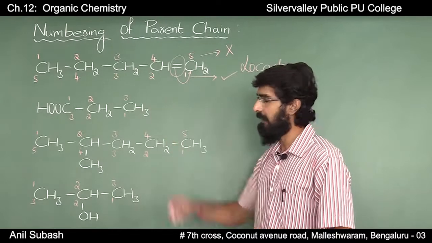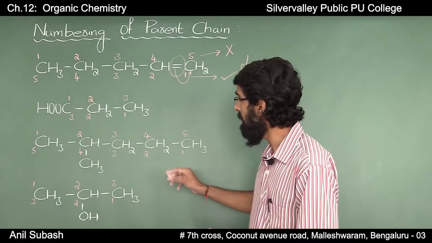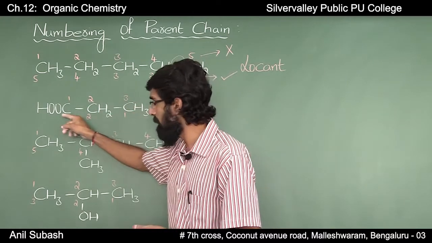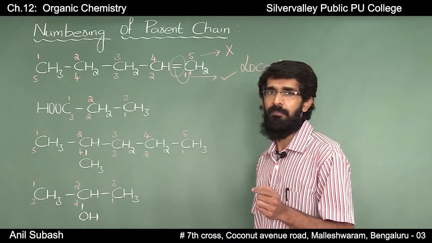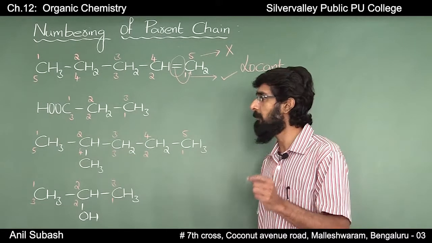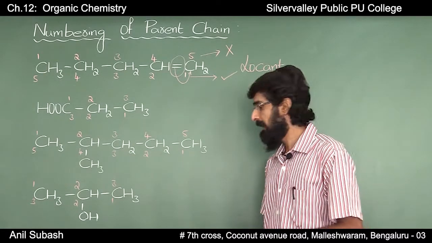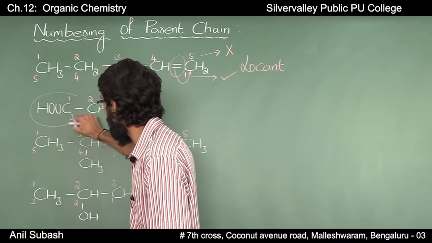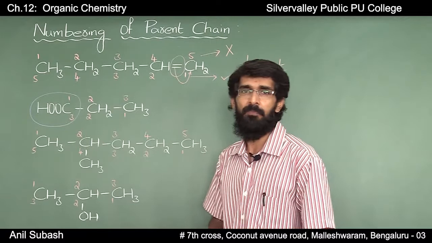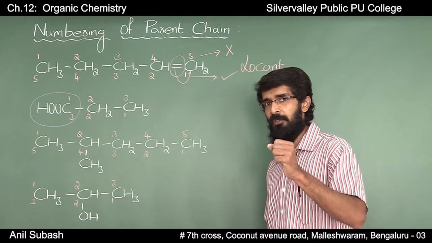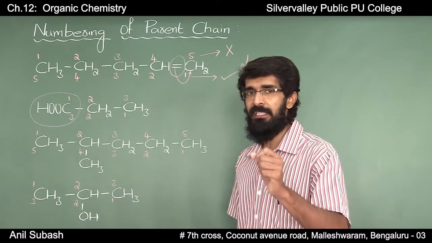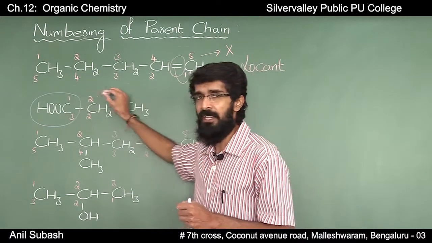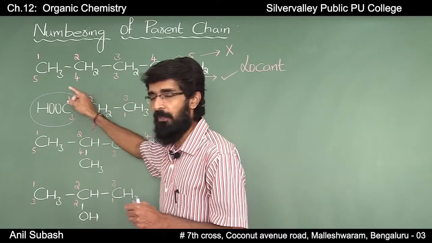Now we will take another example. Here I have numbered from the left hand side and I have even numbered from the right hand side. Which way of numbering is right? In this example, the functional group is COOH, that is carboxylic acid. According to the lowest number rule, the functional group should get the least number. If I number from the left hand side, the functional group gets the number 1.